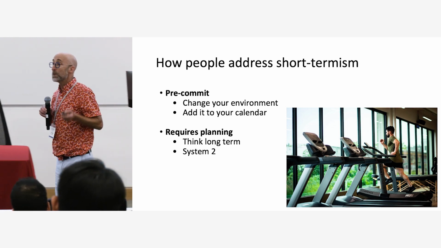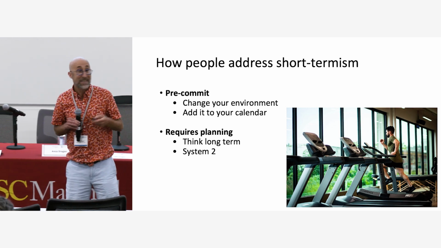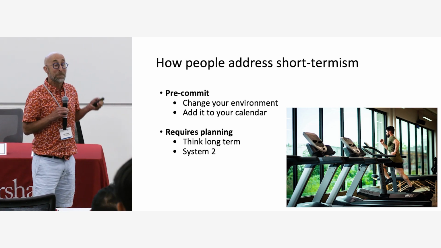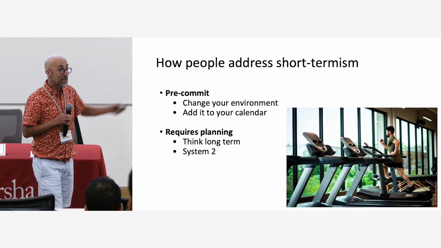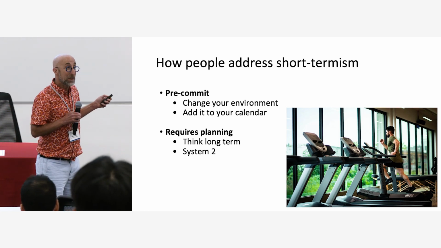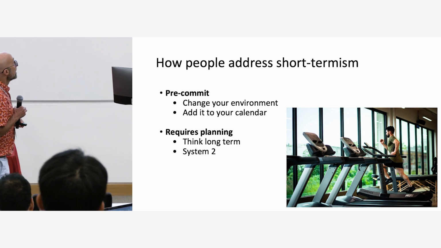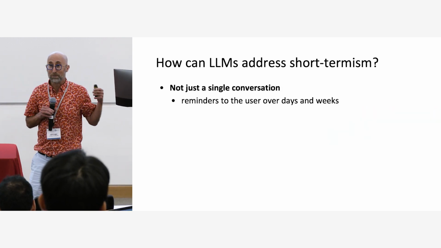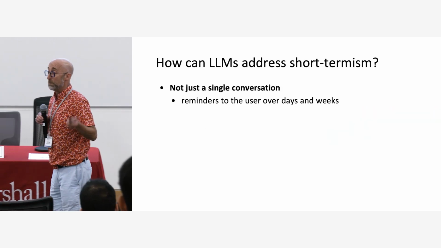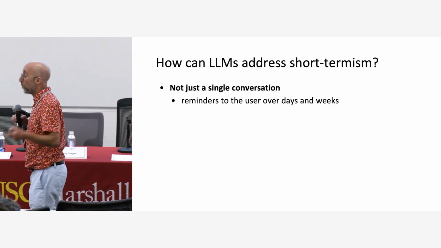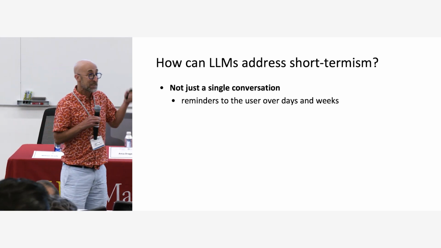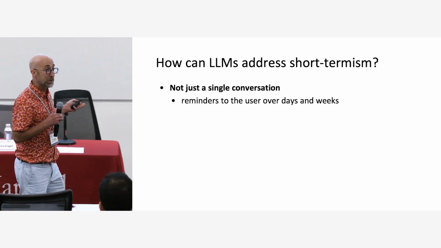What I would like to see is large language models that help me and help you and help everyone be the people we want to be. If we want to go to the gym, really want to go to the gym, let's get the computer to try and help us do that. So one simple thing that my colleagues in computer science are starting to do is build in systems that will send you reminders, keep track over time, not just a single conversation.